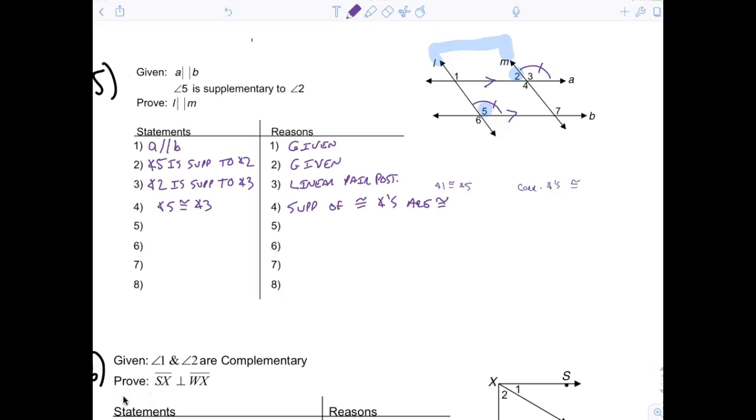And now what? Yes, now we can add that back in. Thank you. So I'm going to circle this. Angle 1 is now back in the picture. Angle 1 is congruent to angle 5. Corresponding angles are congruent. And 1 is congruent to 3 by substitution. Very good. Angle 1 is congruent to angle 3 by substitution.